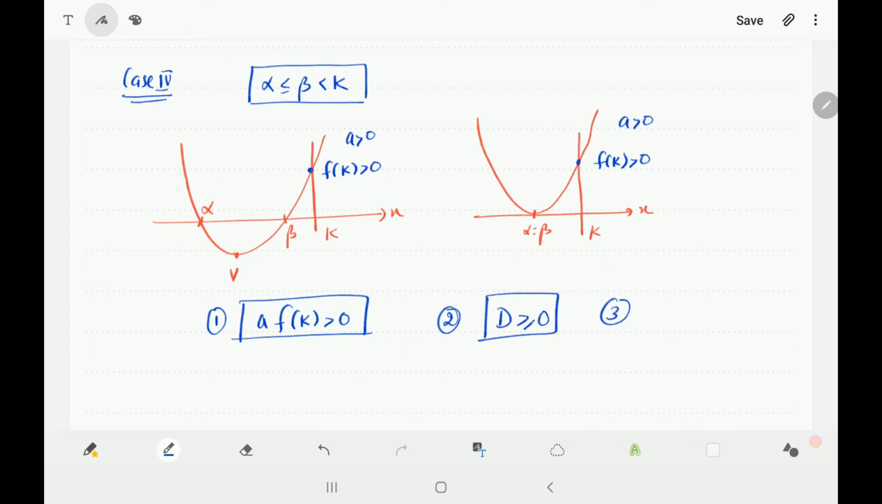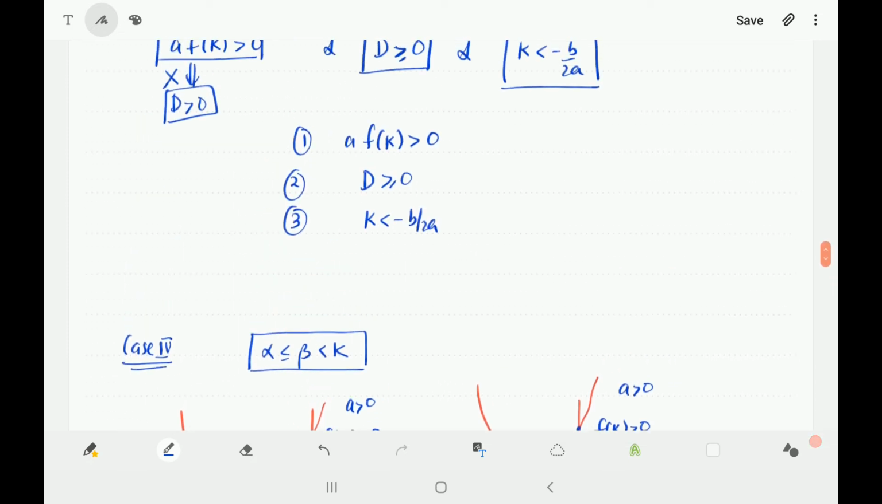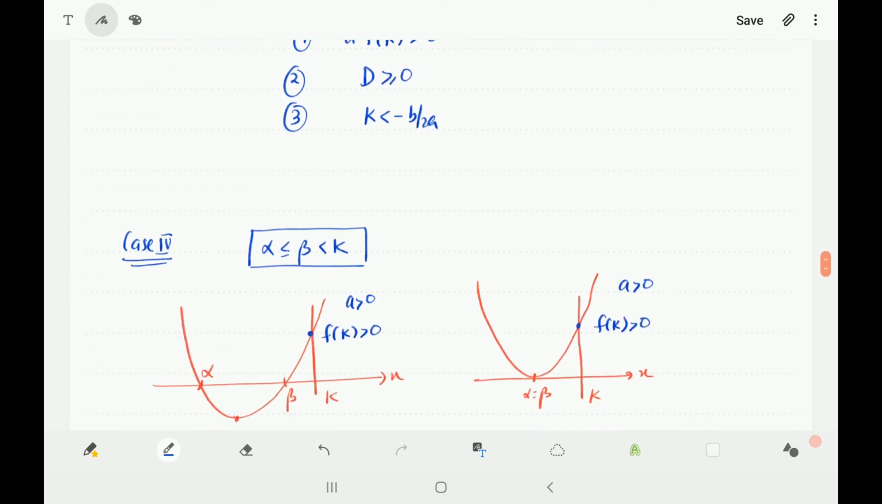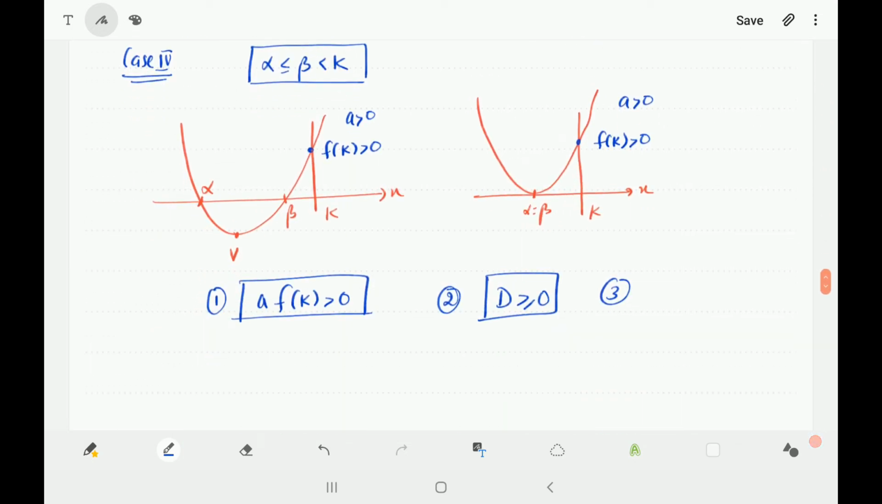Third condition. Now if you see clearly in this case, if you do not apply the third condition, case 3 and case 4 will both have the same conditions. Let's check it. The first condition is a into f of k is greater than 0. The second condition is D greater than or equal to 0. This is also the same in this particular case. That's why we have to apply the third condition, which is necessary and sufficient. So k is greater than minus b by 2a.